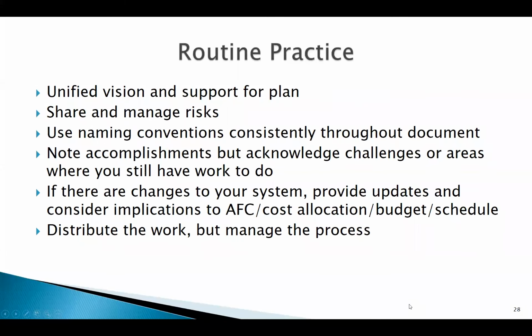Next slide, please. So thinking about things you can just do on a routine basis. Again, it sounds very obvious: keeping people informed and making sure you have a unified vision and that you have support from all the different stakeholders and players that you need for your project and your APD, but this is easier said than done.